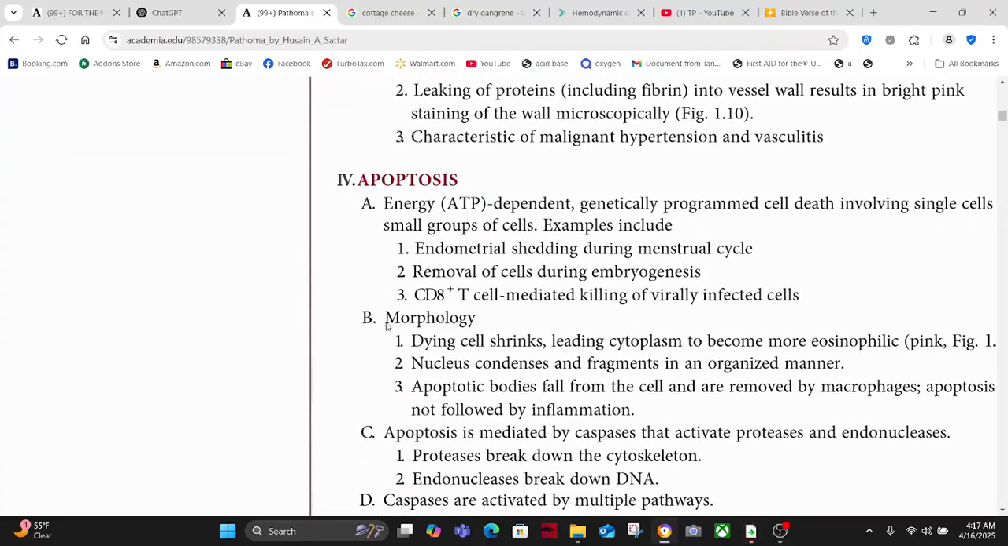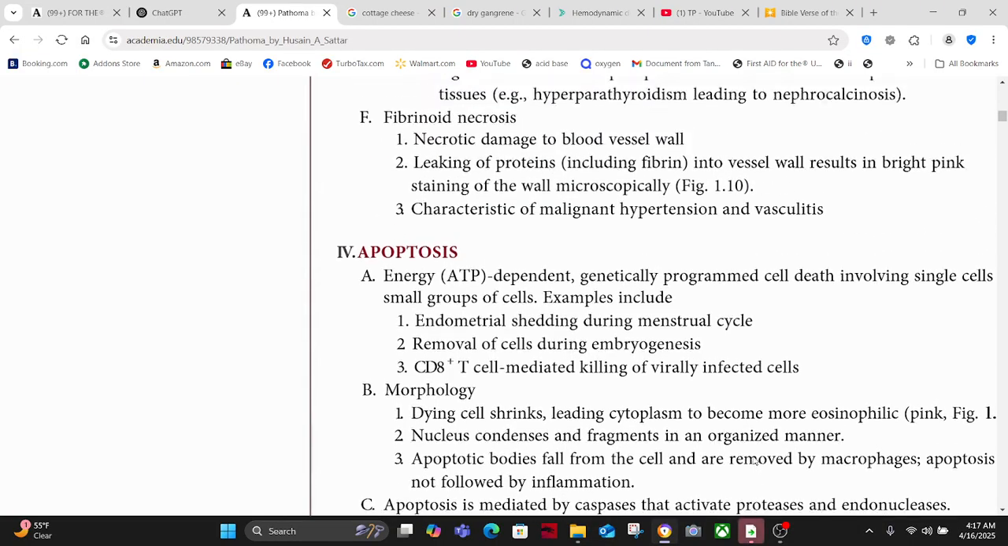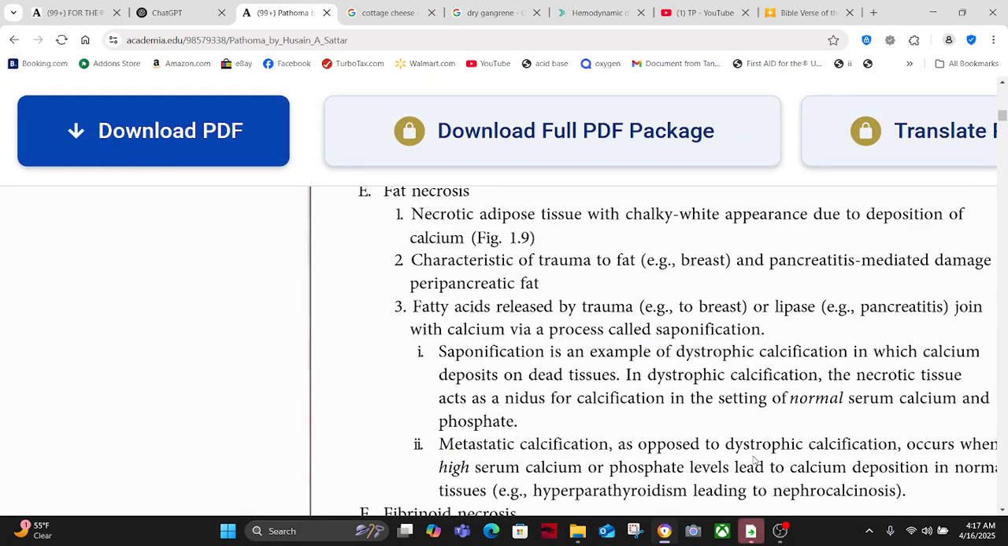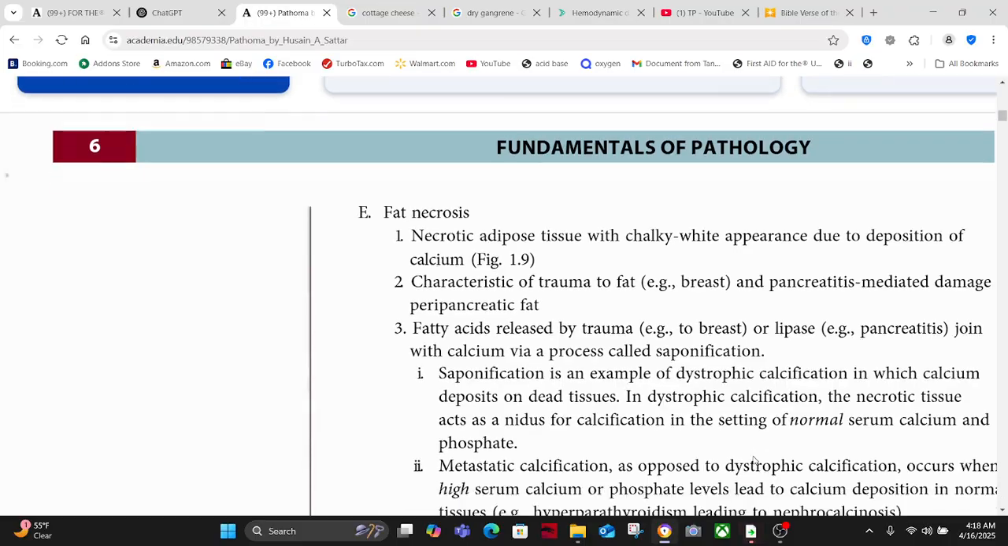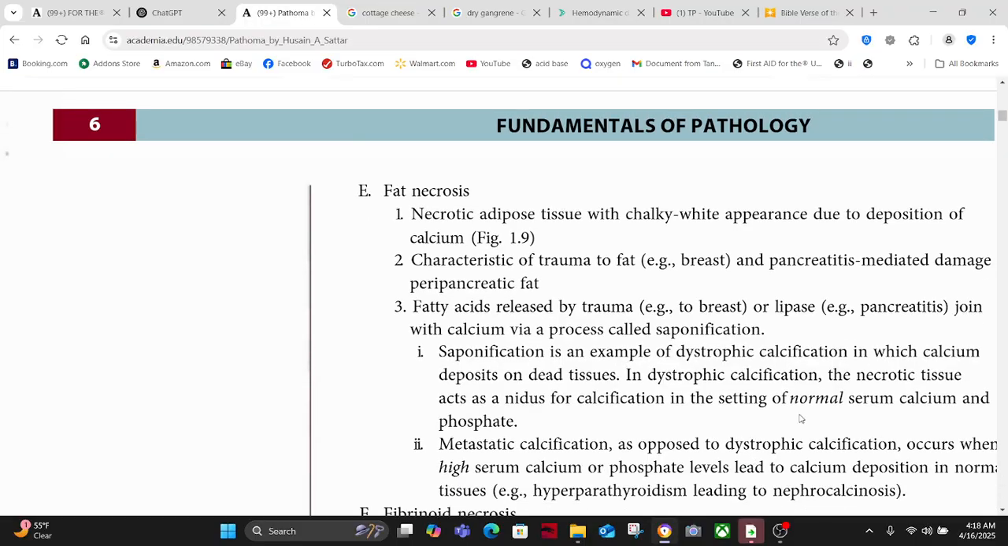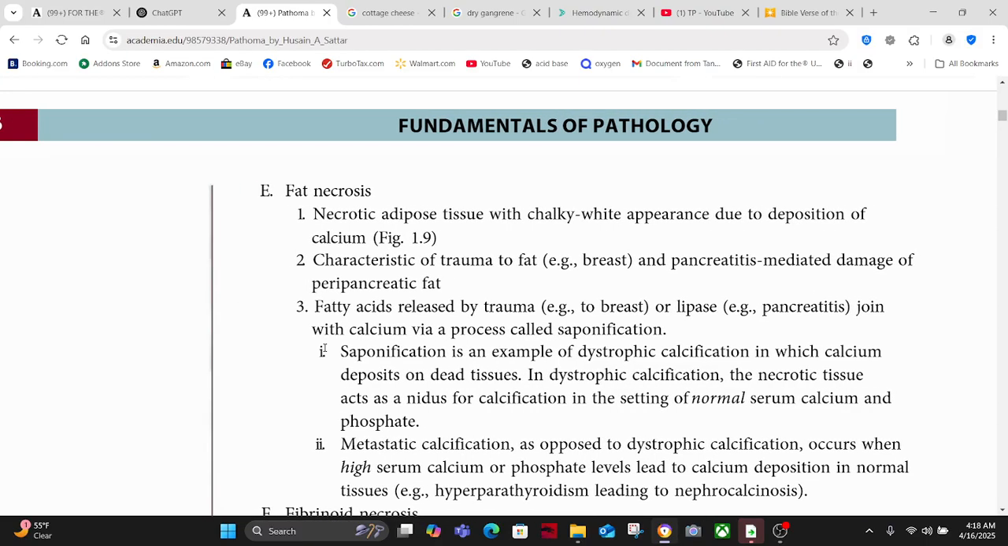Okay, next. Fat necrosis. Fat necrosis is necrotic adipose tissue with chalky white appearance due to deposition of calcium. Characteristic of trauma to fat, like in breast tissue, and pancreatitis mediated damage of peripancreatic fat.